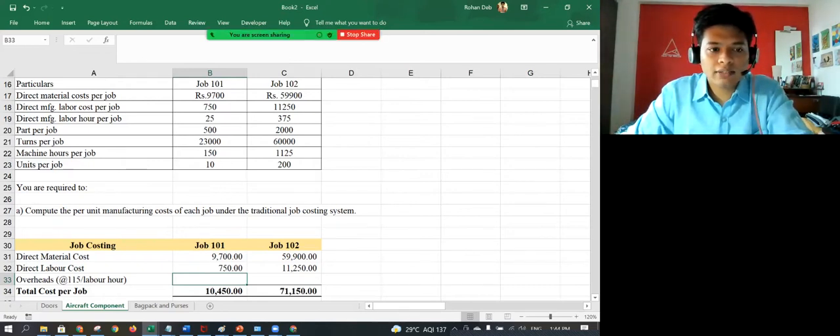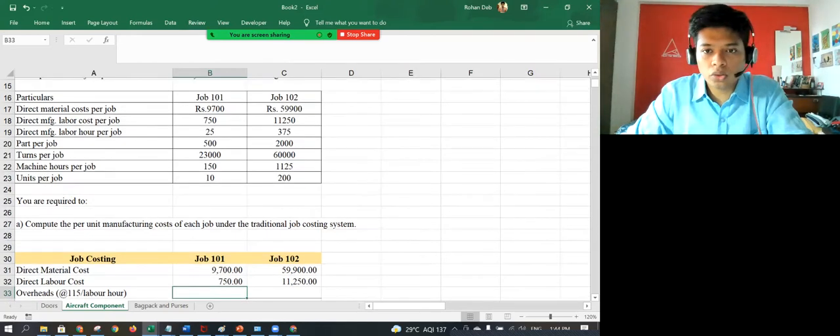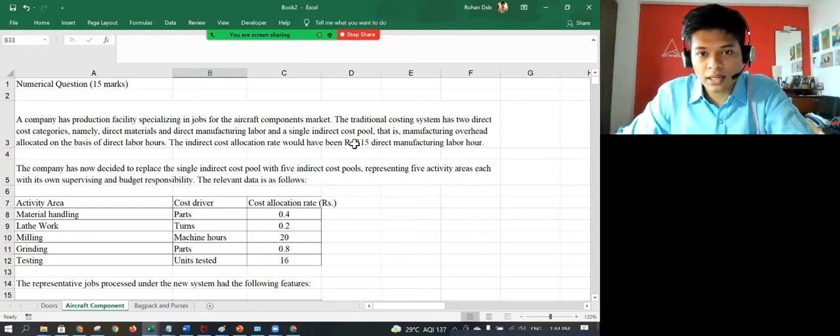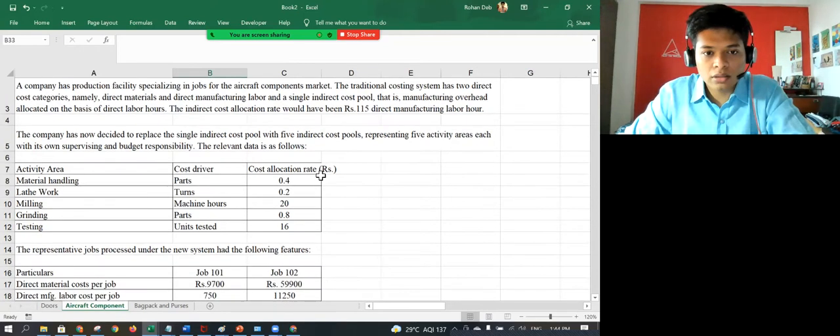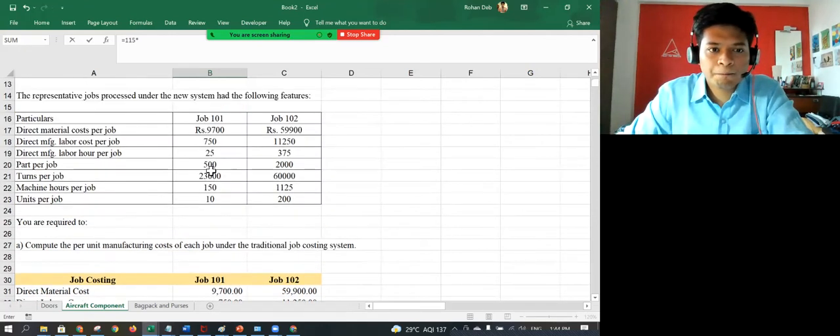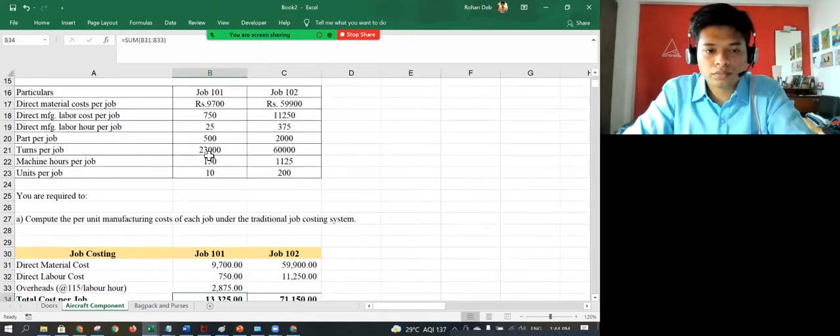Overhead is given as 115 per labor hour. It's always good to ensure that it's the correct thing, because even I made that mistake. So 115 per direct manufacturing labor hour, and here the direct labor hours are also given. So I know that I have to multiply 115 by this, which is my labor hour cost per job.